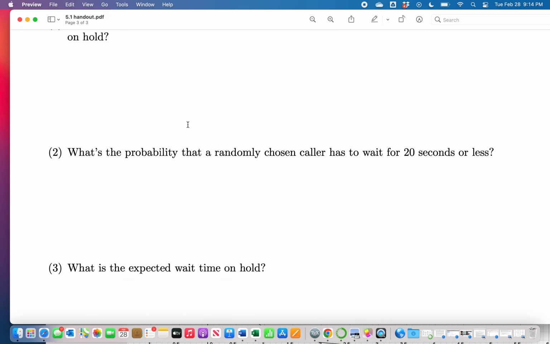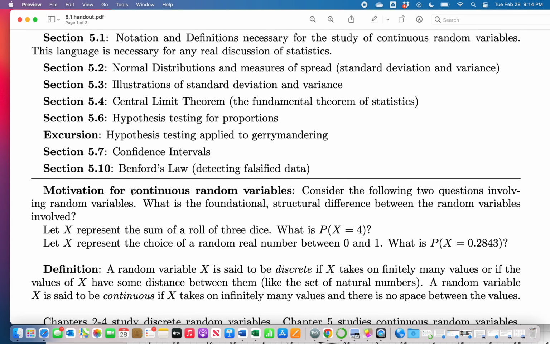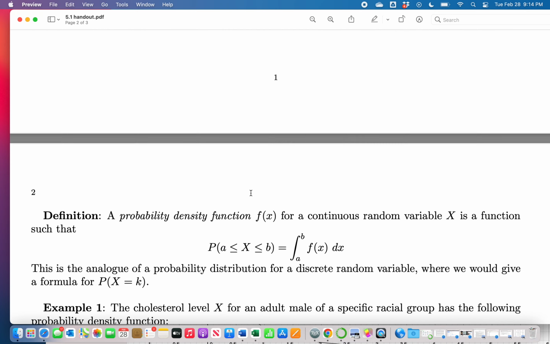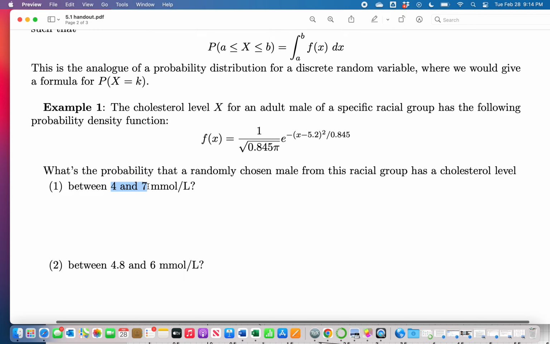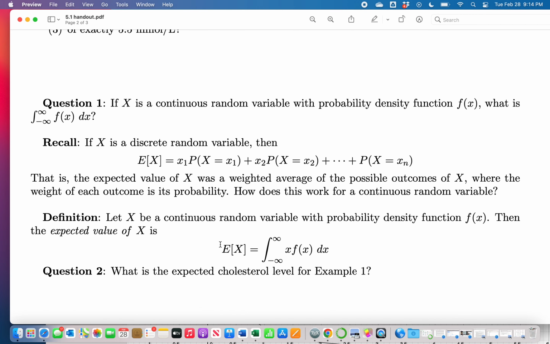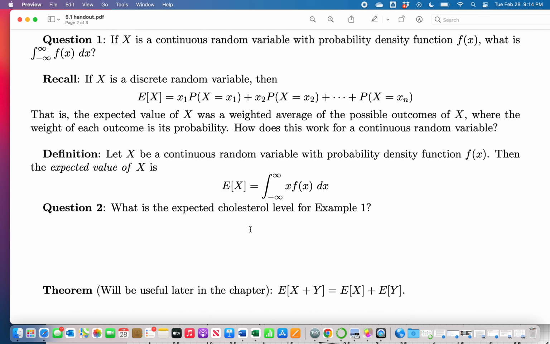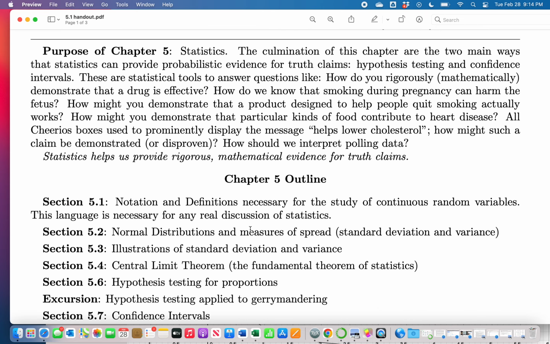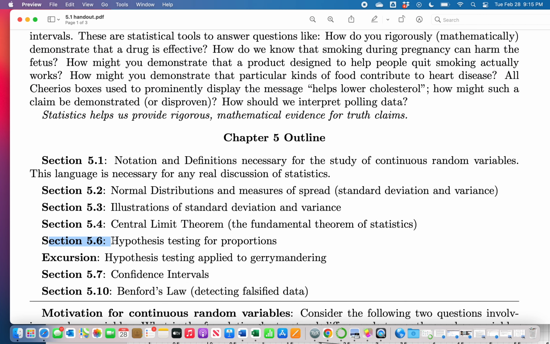Okay, so at the end of this, hopefully, we have an understanding of continuous random variables, like what that means. Hopefully we understand how to calculate probabilities for them, given a range, like between something and something, get the probability, and we have an understanding of the expected value. So expected cholesterol level, expected wait time. That's the point of this section. Now notice we didn't do any of this stuff, did we? All these interesting questions. So we get to that later. And when I say later, I mean here. So we have some machinery to build before we can answer the interesting questions.